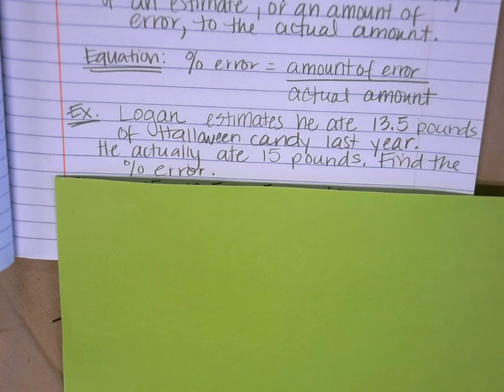Okay, so step one would be what? To subtract. What's 15 pounds minus 13.5 pounds? 1.5. Good, 1.5 pounds. What do we put that over when we divide? 13.5. 13.5, because that, is that the actual? Yes. Yeah. It is? No. 15 pounds. So 1.5 over 15 pounds is the actual. Then you divide that. Okay?